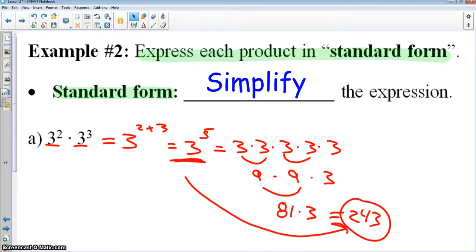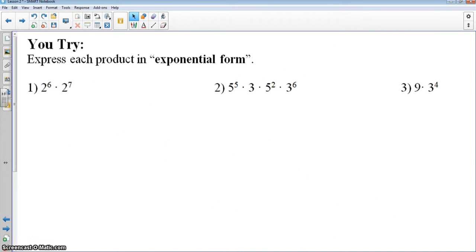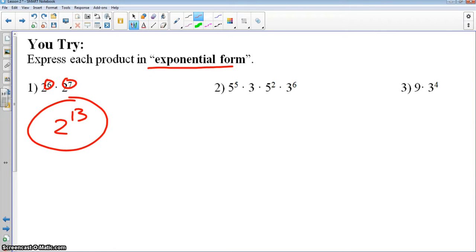All right, I think we have one more here. Nope. All right, so now I want you guys to hit pause and try these on your own. Make sure you pay attention to what form it asks you to do these in. All right, hopefully for number 1, you have 2 to the 13th power because you simply added the exponents. And since it's exponential form, you could just stop there.